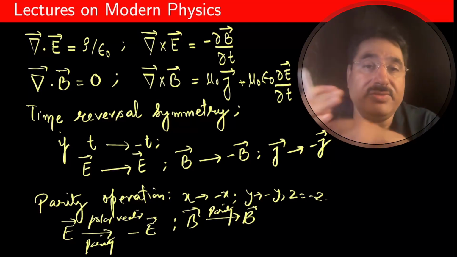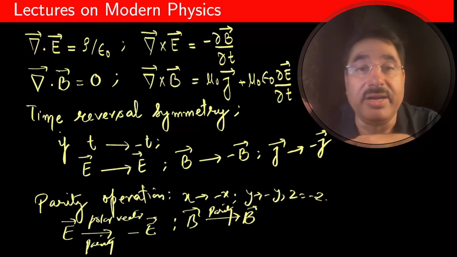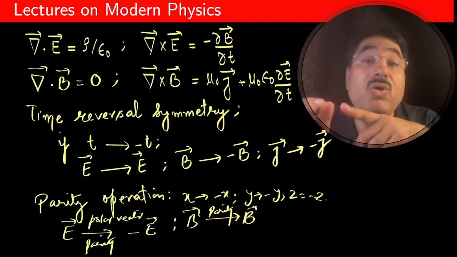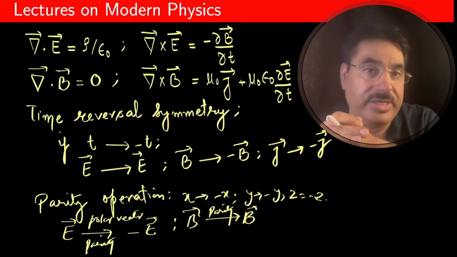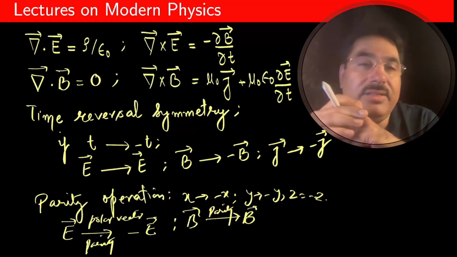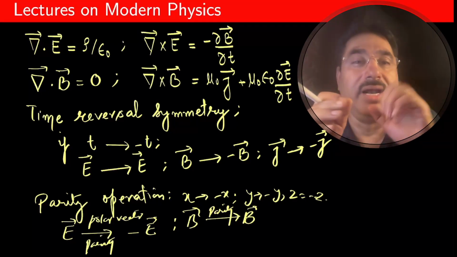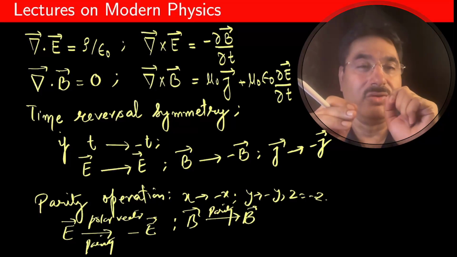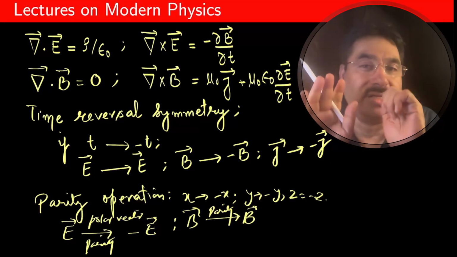So we say that Maxwell's equations are symmetric under time reversal, they are symmetric under parity operation, and they are also symmetric if you flip the sign of the charges. That's called charge conjugation. You can just have a look and try to understand how these equations are symmetric under charge conjugation. By that I mean just reverse the sign of the charges and currents. So you have to reverse the sign of charges. Fine.